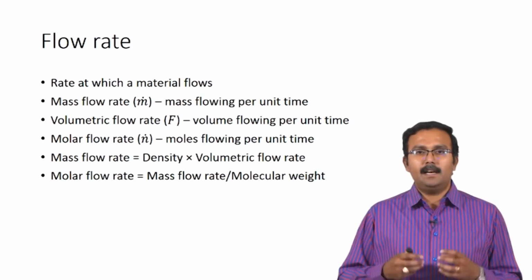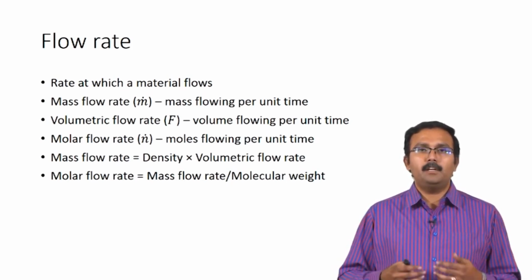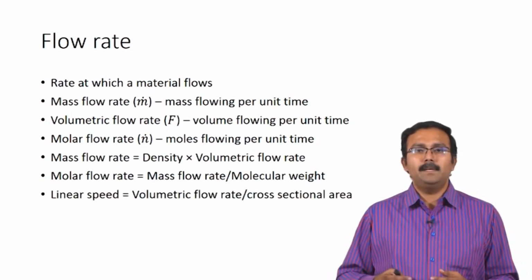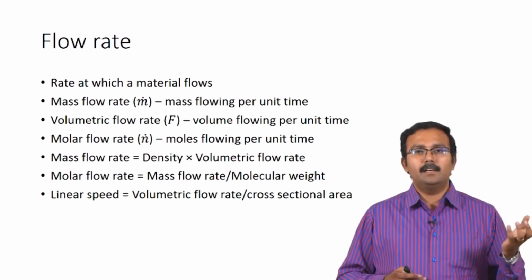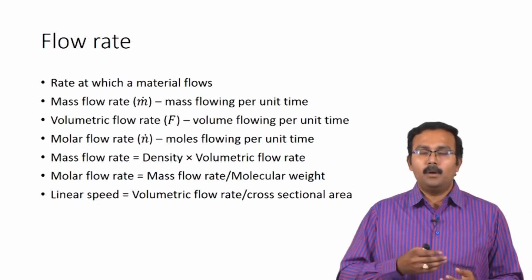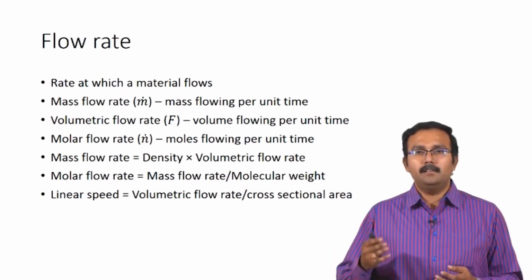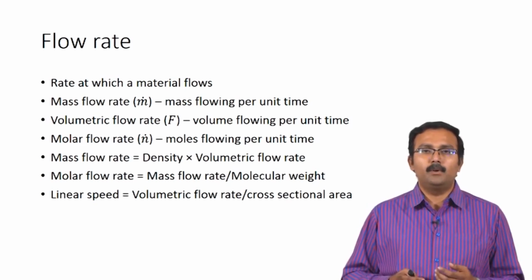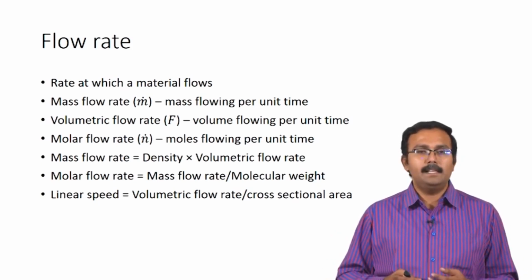You need to understand that this can be used only when the molecular weight of the substance is known, and in case you have a mixture, it might not be appropriate to use this directly unless you have the average molecular weight of the mixture. Linear speed can be calculated as volumetric flow rate divided by cross sectional area. So, when you have any material flowing through a pipe or through some stream, then the cross sectional area of the flow can be used in the denominator, and you divide the volumetric flow rate by it. So, basically you do volumetric flow rate divided by cross sectional area to obtain linear speed.